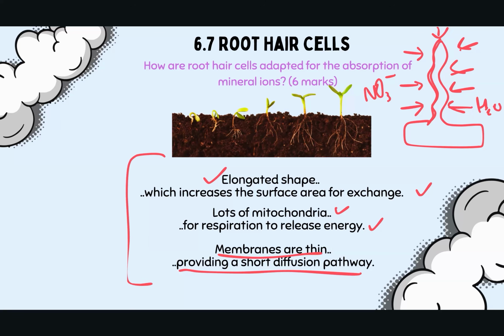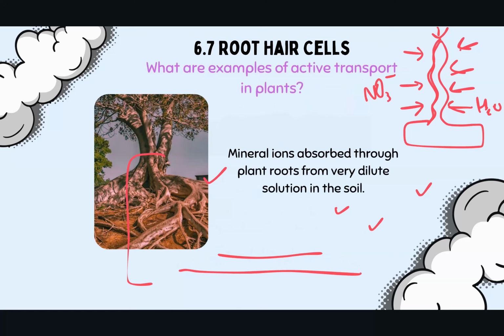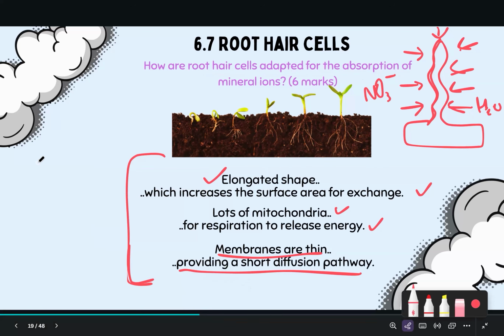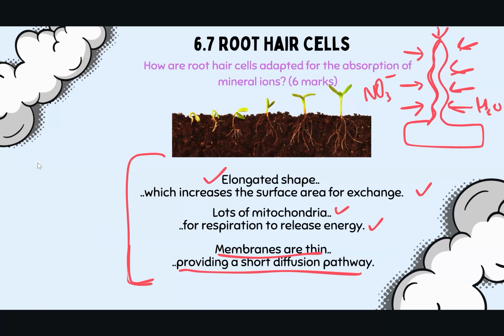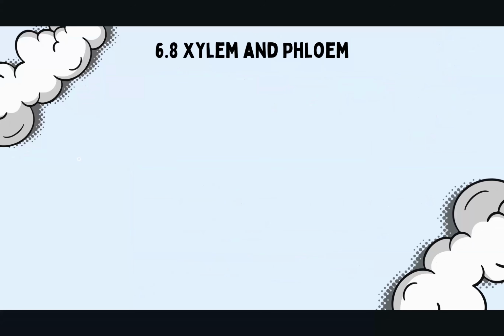So I would advise you memorize these points, 6 points, as it comes up quite often. And at the end of the day, 6.7 root hair cells is a topic, a specification point within itself. So I would advise you go through it in as much detail as you can. Right now, just to explain, so it's important we memorize this slide.